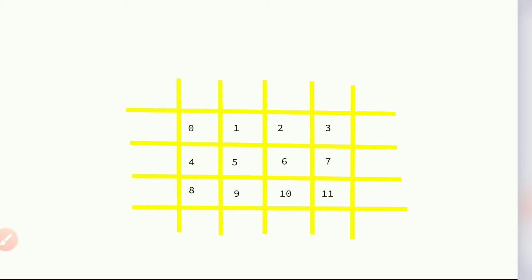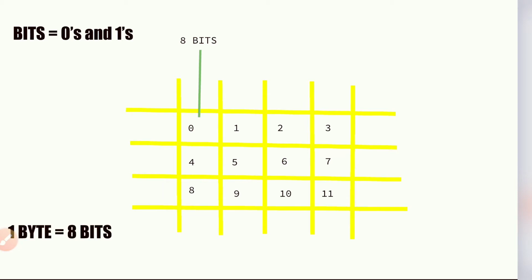These memory slots are made up of bits. Bits means zeros and ones. So we actually store our data in the memory slots in the form of bits, with each memory block having 8 bits, and 8 bits are known as a byte. That is, 1 byte is equal to 8 bits. Okay, so now let us take an example.